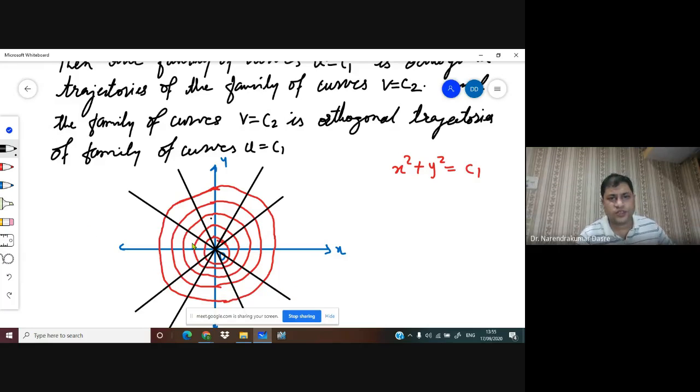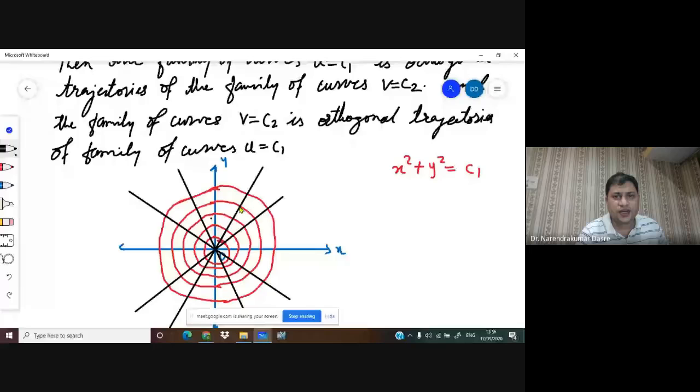So this is another family of curves I have drawn. Can you guess what this curve is? Yes, good, both of you got it. This family of curves is a family of straight lines passing through the origin, or y is equal to mx. Perfectly all right. Good.